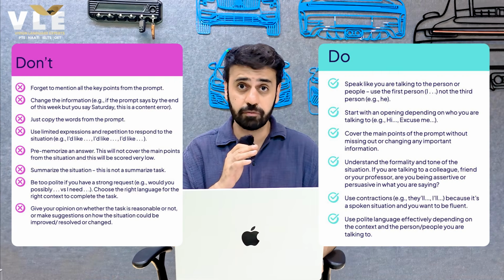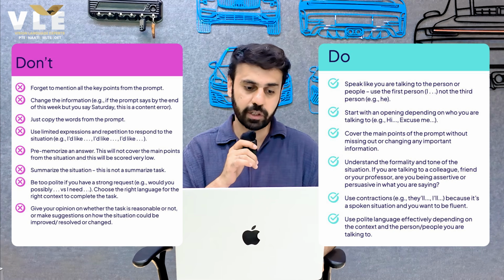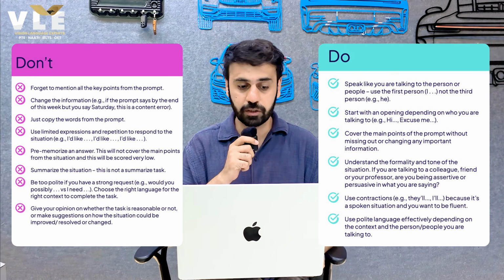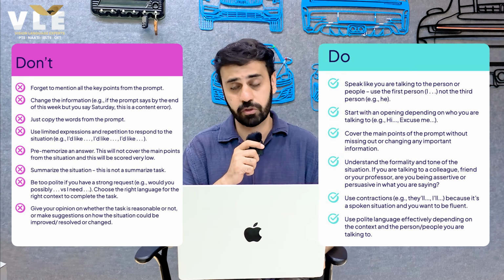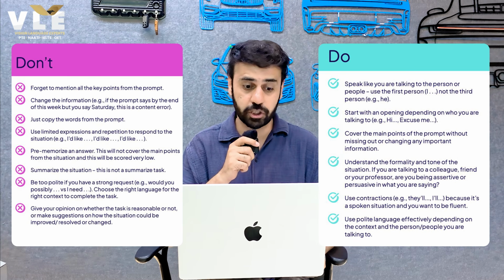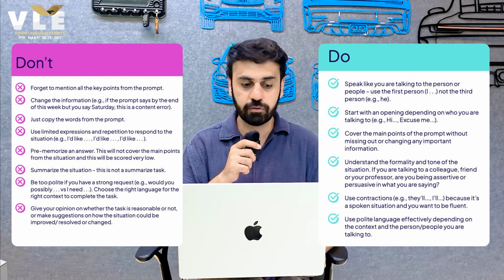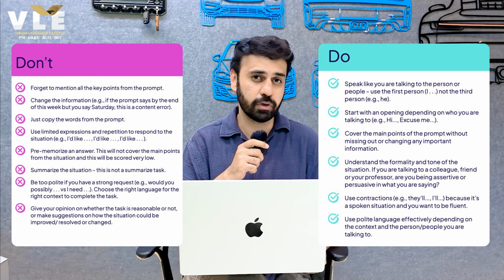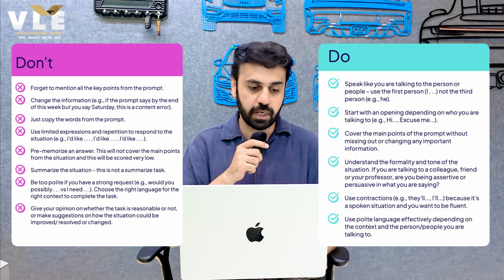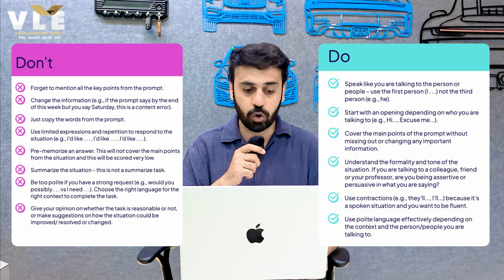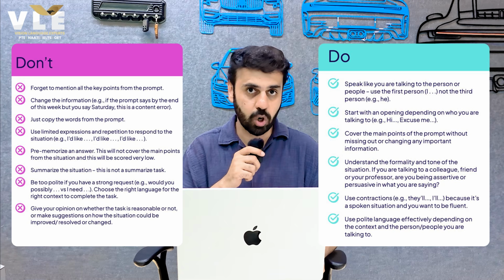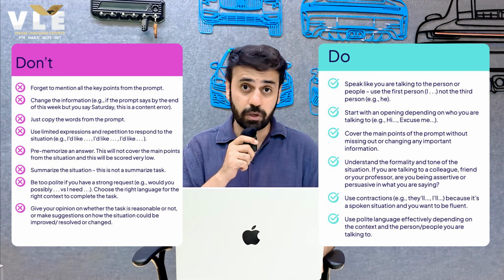Now make sure that you follow all the do's and don'ts. I'll repeat them for you. For do's, you need to ensure that you speak like you're talking to a person. So do not use third person. Use first person, which is I, not he or she. Then you should start with an opening depending on whom you're talking to. That means if you're talking to a friend, you should say, "Hi, friend," and cover the main points of the prompt without missing out or changing any important information. That means you should not miss any important point.